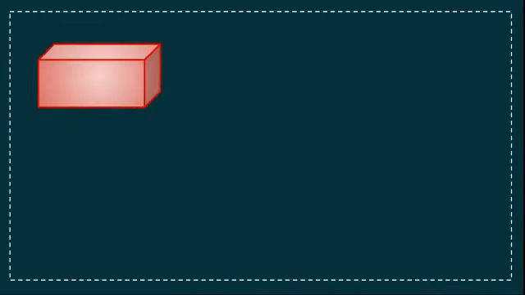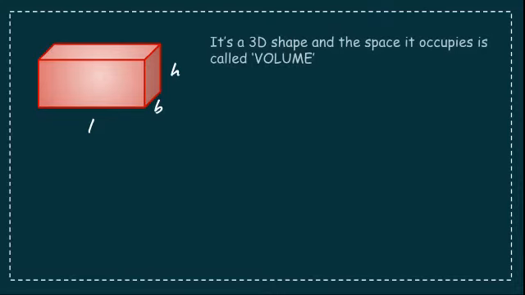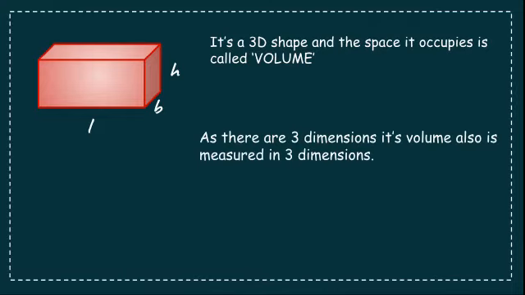So this is a cuboid. Length, breadth and height. So it's a three-dimensional shape and the space it occupies is called its volume. And as there are three dimensions, its volume is also measured in three dimensions.